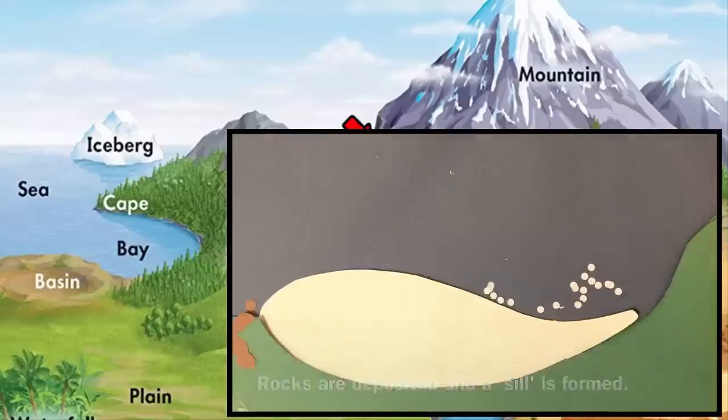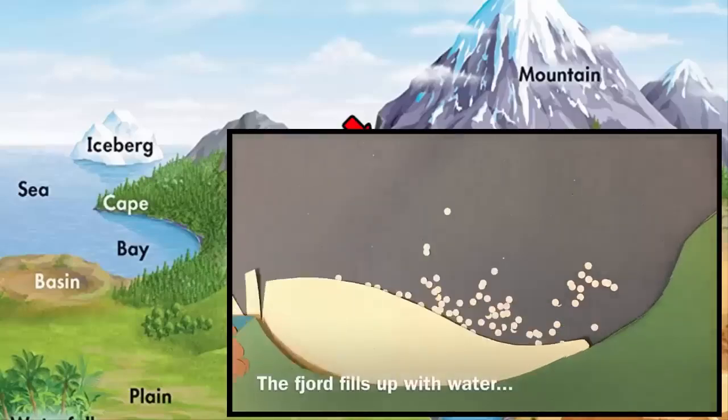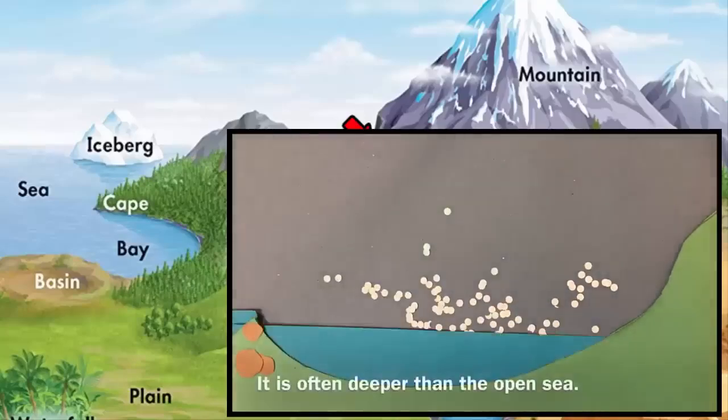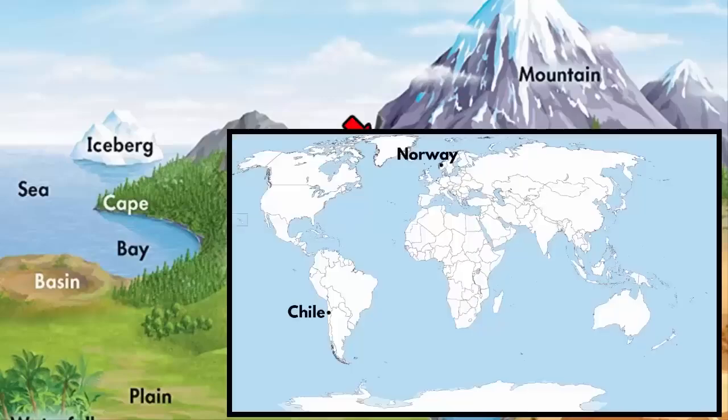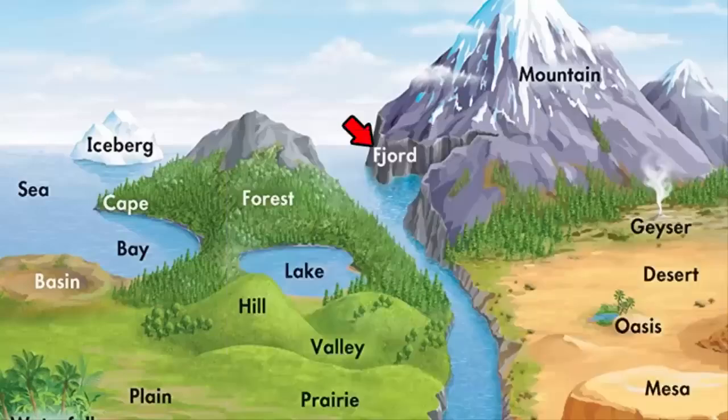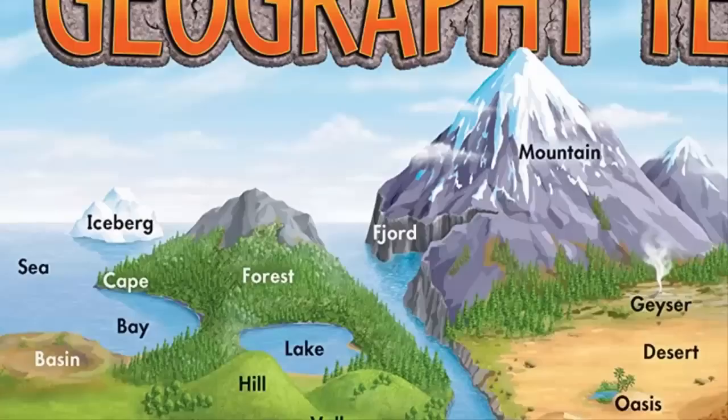A fjord is often deeper than the open sea. It can be thousands of meters deep. As a result, water fills up and forms a deep inlet of the sea. Fjords are found mainly in Norway, Chile, New Zealand, Canada, Greenland, and the state of Alaska in the US. Fjords are home to several types of fish, plankton, and coral reefs.